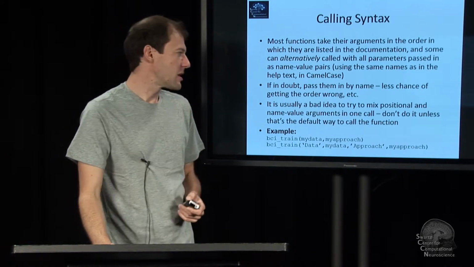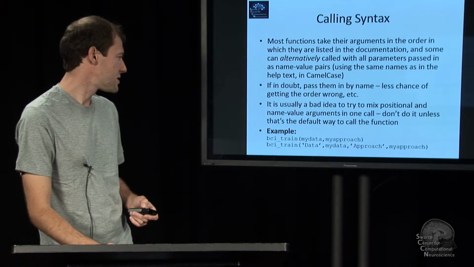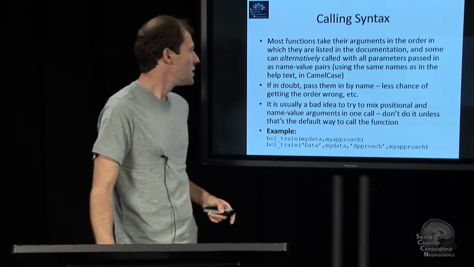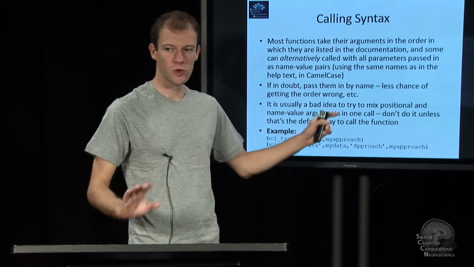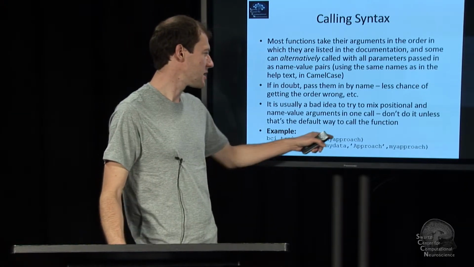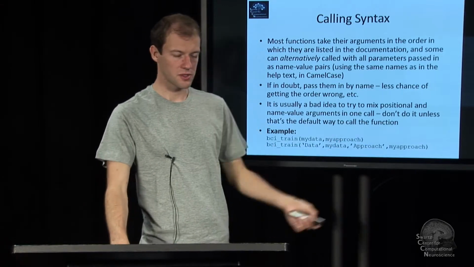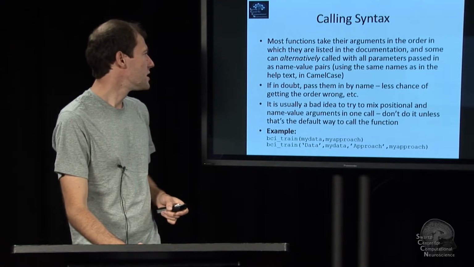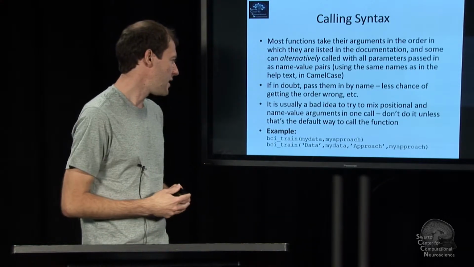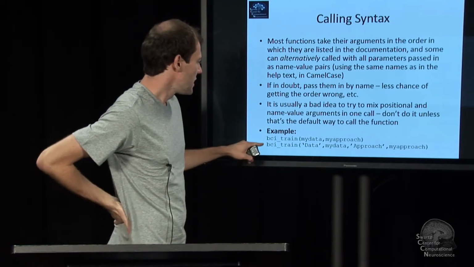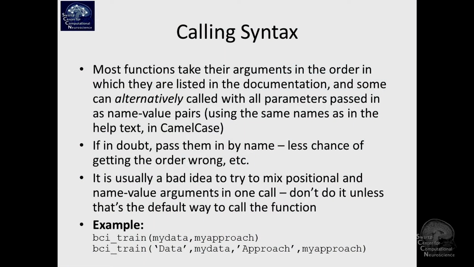So fundamentally, when you're calling a function, such as PCI train down here, most of them can take the function arguments just in the order in which they show up in the documentation, like my data, my approach, and then you can go on with other things. And some of the functions, in particular the high-level functions and the user-written plugins, can also be called with name-value pairs instead. So you can put in the string data, my data, string approach, my approach.